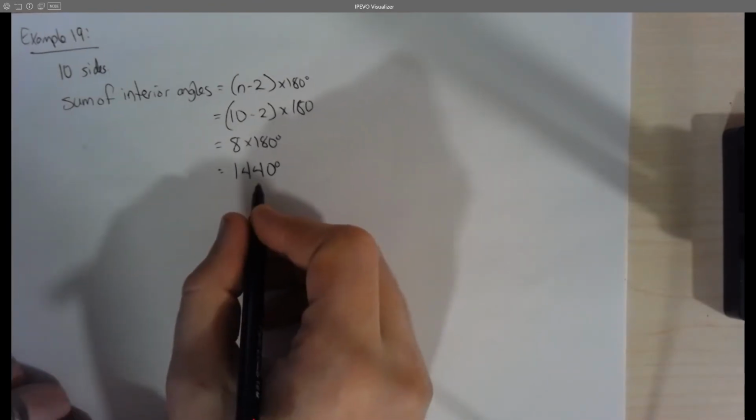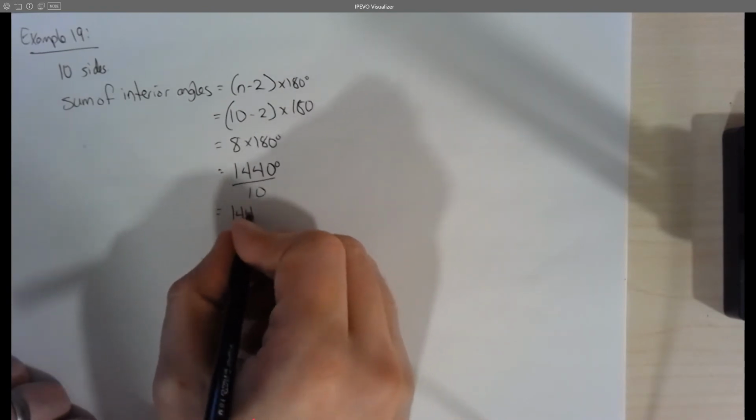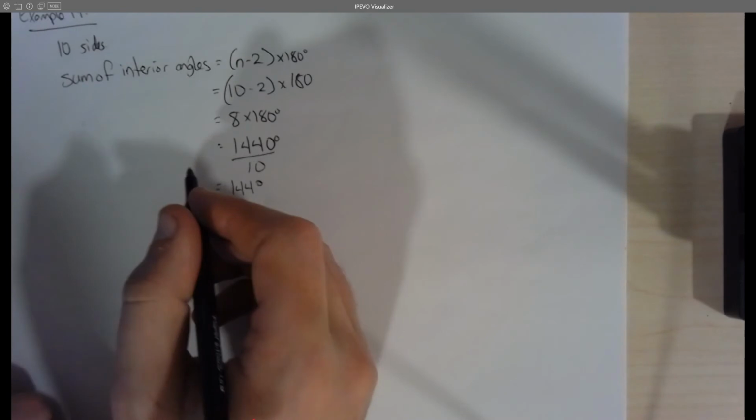Because it is a regular decagon, all I need to do is divide that by 10 to figure out that each interior angle is 144 degrees. That's one way that we could particularly solve this question. Another way that we could solve this particular question is we could say that there's 10 sides.